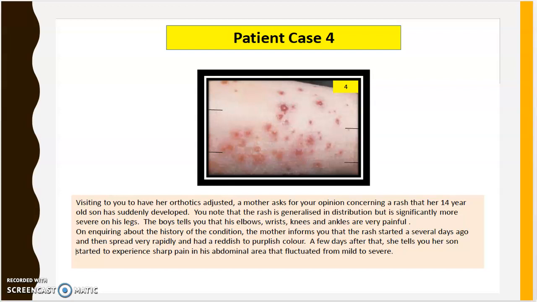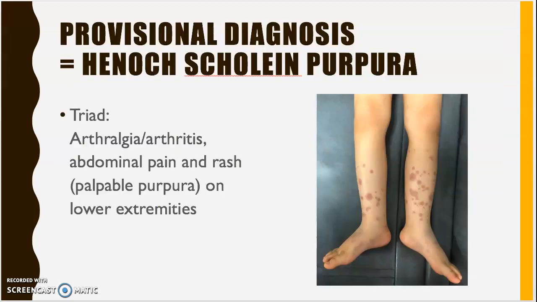So just a summary: a 14-year-old came in for orthotics, but there's also a rash on his lower extremities. The patient also informed that the rash has a reddish to purplish color, and reported pain at his elbows, wrists, knees, and ankles. So most of his joints are very painful, and he has sharp abdominal pain from mild to severe.